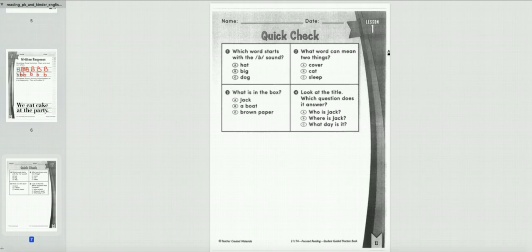Quick check. So let's look at number 1. It says, which word starts with the B sound? Can you read letter A? What does it say? Hat. What does choice B say? Big. Choice C? Dog. So which of these starts with the B sound? Big. Go ahead and bubble it in.